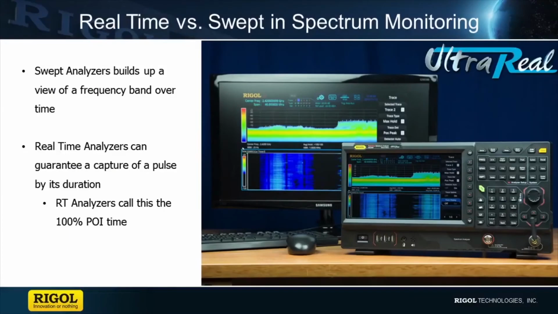By capturing all the frequency components of a signal at once, a real-time spectrum analyzer makes it much easier to visualize transient RF signals compared to a sweeping analyzer. A real-time spectrum analyzer calls its ability to guarantee transient signal captures the 100% POI time.